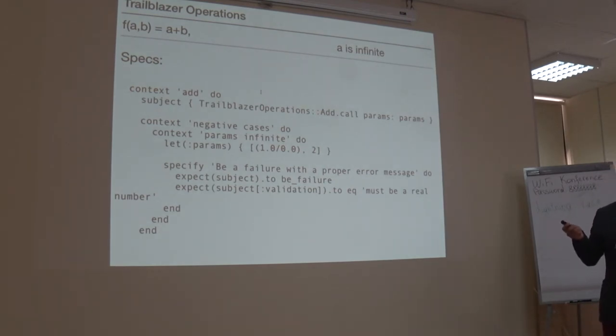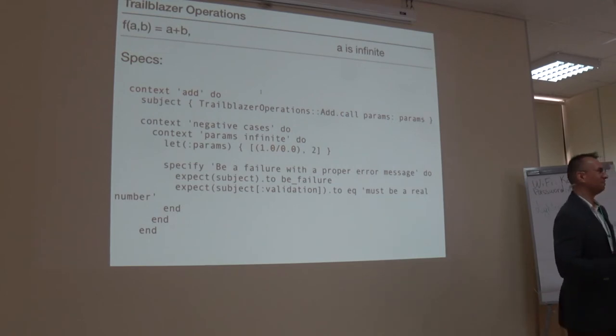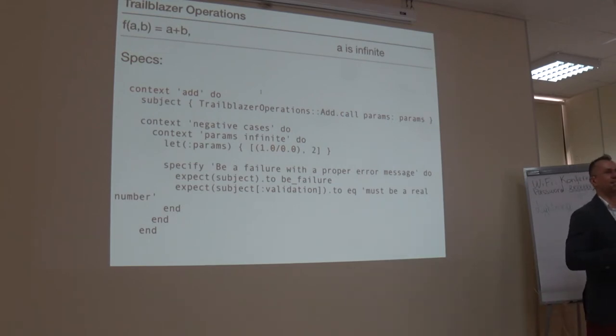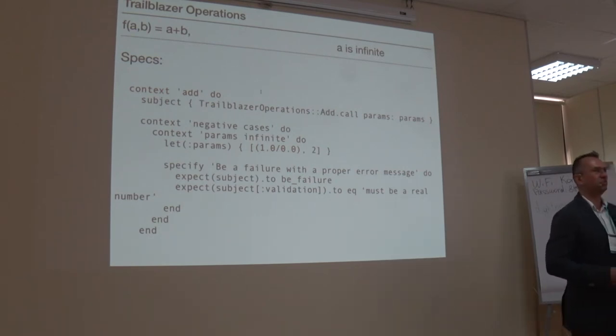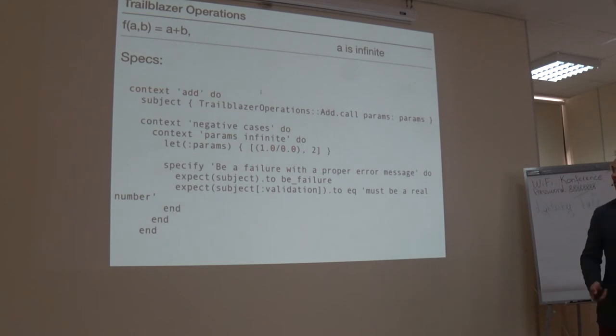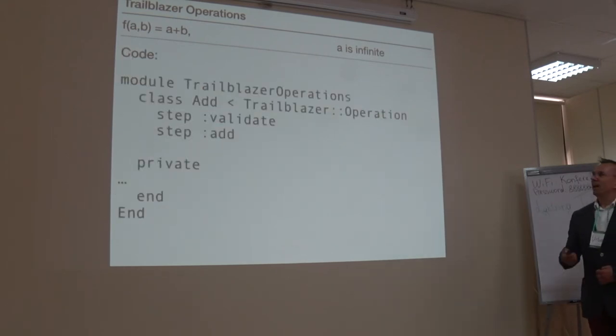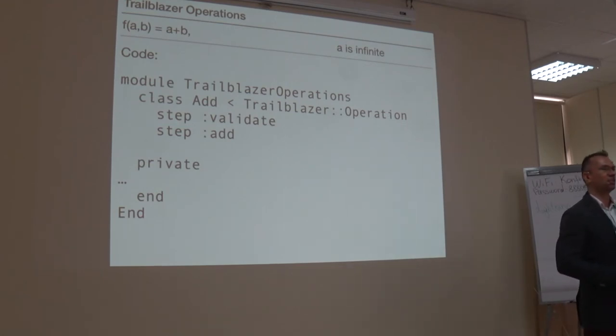So here again we have the specs. All I did is I changed the subject to the Trailblazer operation. We divide the number 1 by 0, that's an infinite number. We call the operation with the infinite number and we expect an error message. And this is the implementation, the definition. We have two steps, explicitly stated, like in case of the dry transactions.